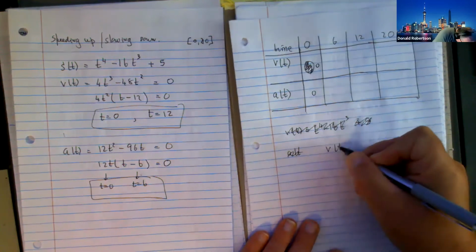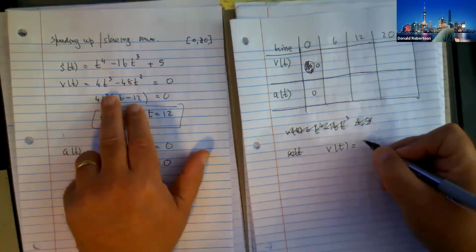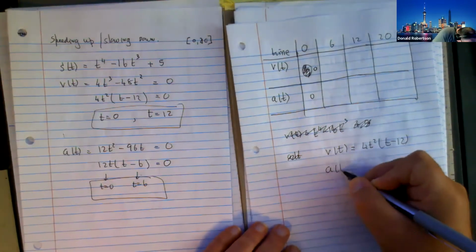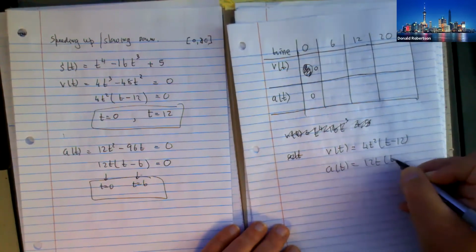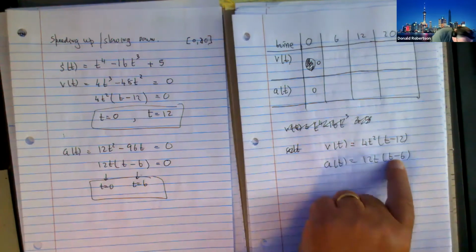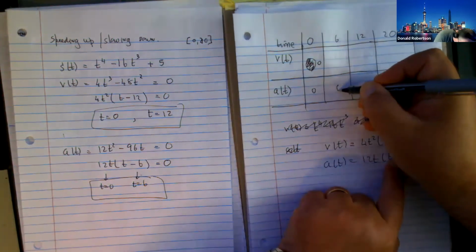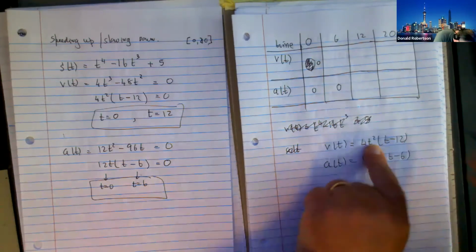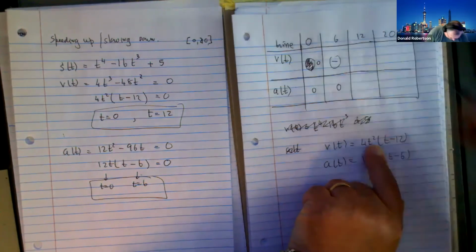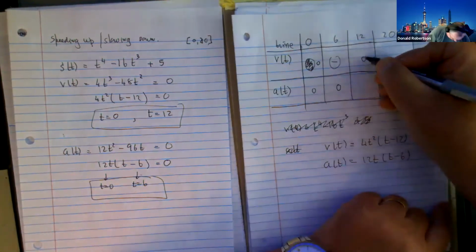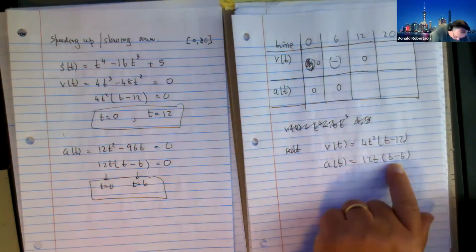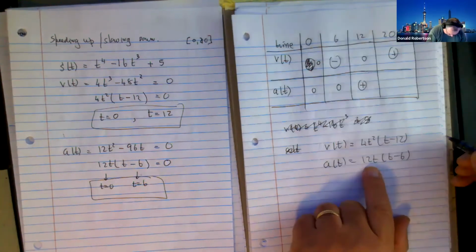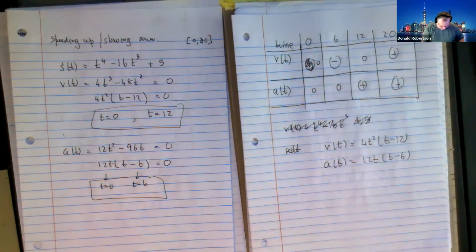The correct velocity, it's my scanning that's causing trouble, is that guy. And the acceleration function is that guy. I'm writing down the simplified versions. Okay. At the 6-second mark, would you agree that this is 0? And what's this going to be at the 6-second mark? That's going to be negative. At the 12-second mark, this is going to be 0, and acceleration is going to be positive. And at the 20-second mark, this is going to be positive, and so is this.